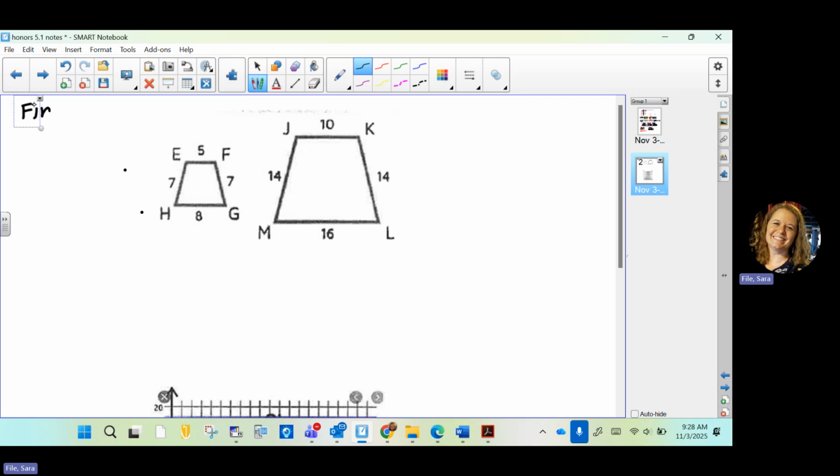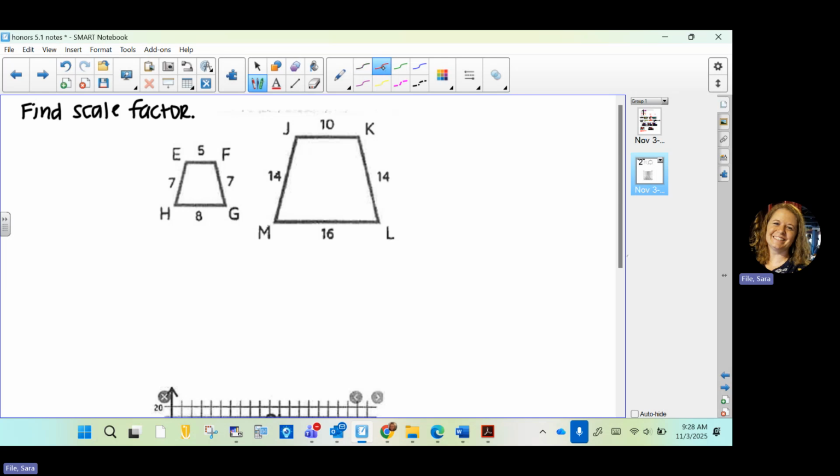Just find the scale factor. That's what we're trying to do here. Okay, so if we want to find the scale factor, I'm going to have to go in both directions, big to small and small to big, and I'm going to give both because I don't know which is the pre-image and which is the image.